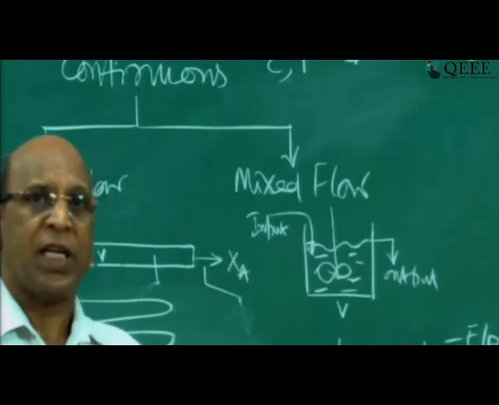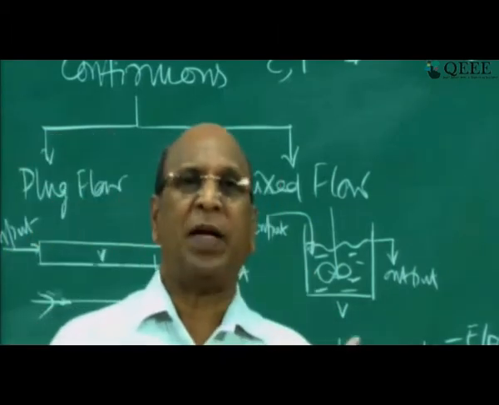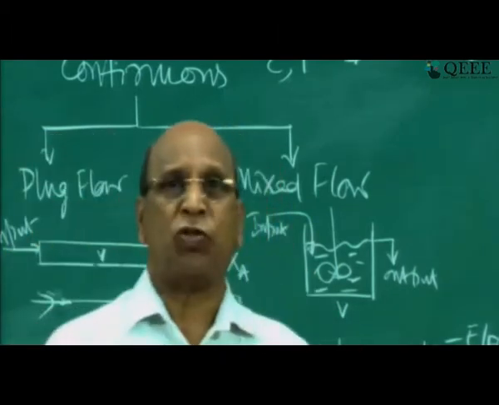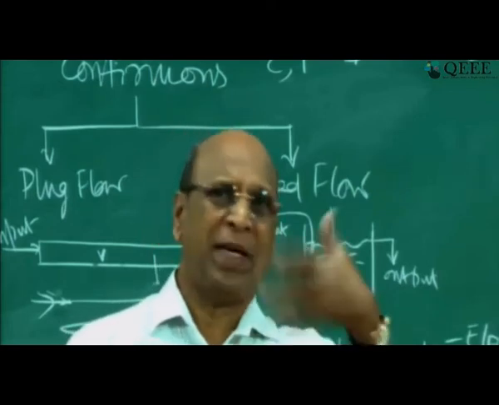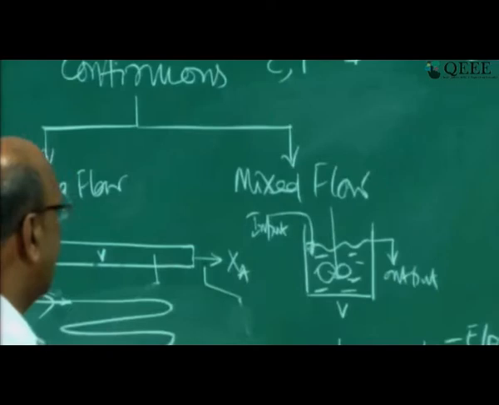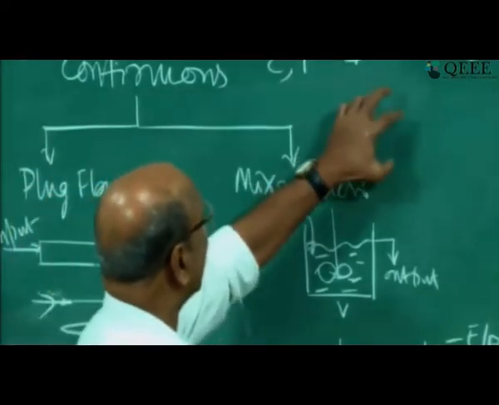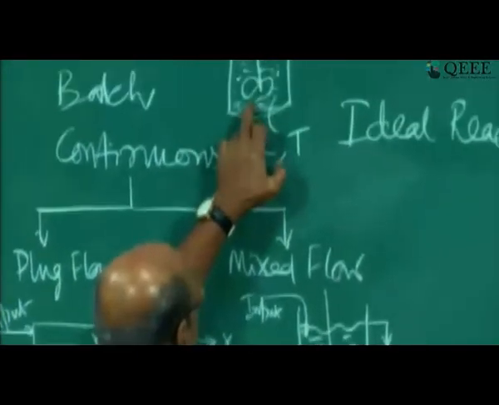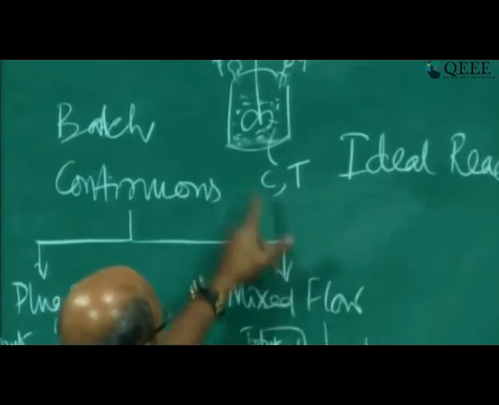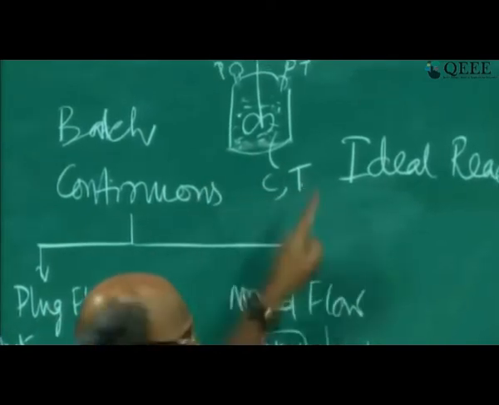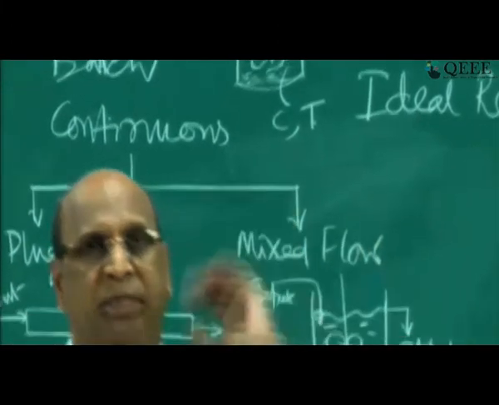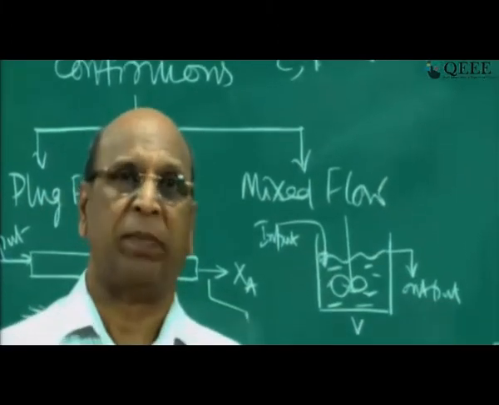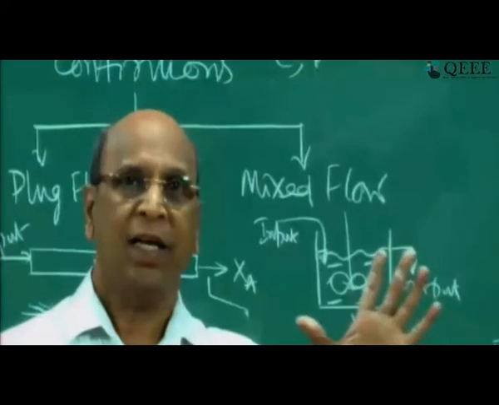For that we have to see. That's why even in polymer reactions they will try to dilute with solvents so that the material flows easily. There are many techniques that can be used. So the ideal reactor as far as batch is concerned is that we have concentration and temperature uniform throughout the reactor at any instant of time. That is the ideality that we have.